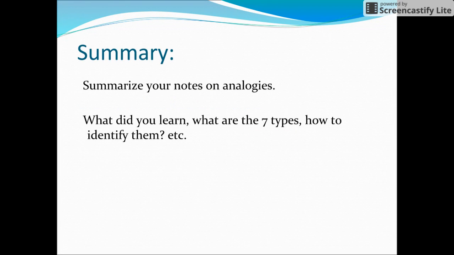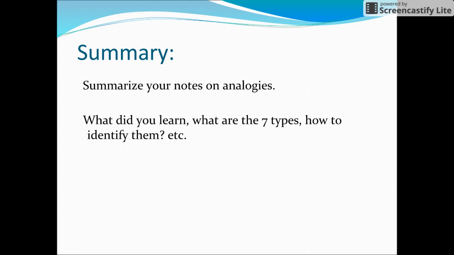Alrighty, so that is pretty much it for our analogies. I know that it was a lot, and I know we still might be a little confused. It's going to take some practice, but we're going to be setting up our notes, and we're going to be doing a lot of examples for bell ringers and handouts, so that you can learn the 7 types, okay?